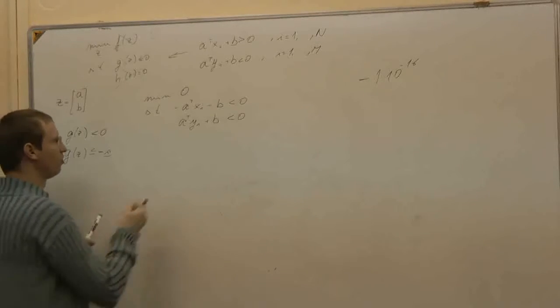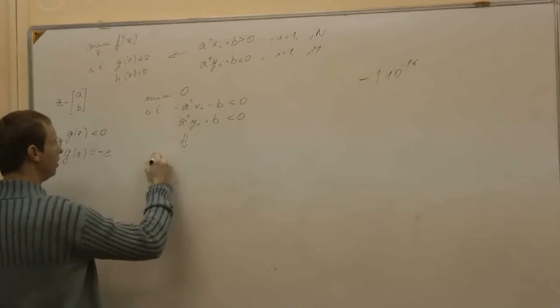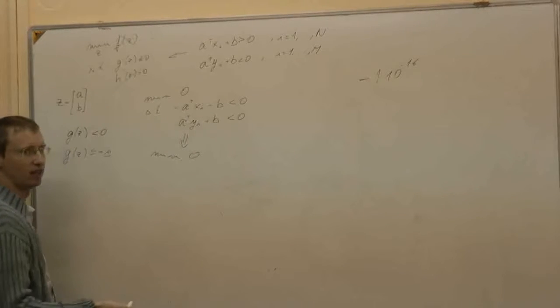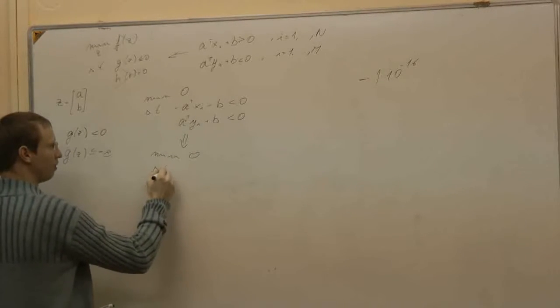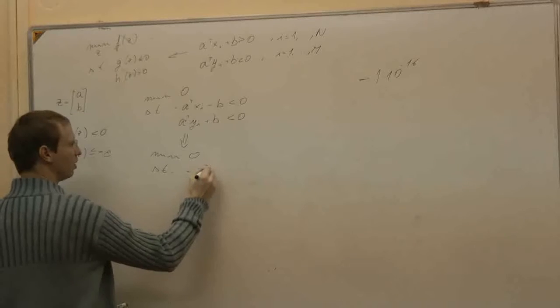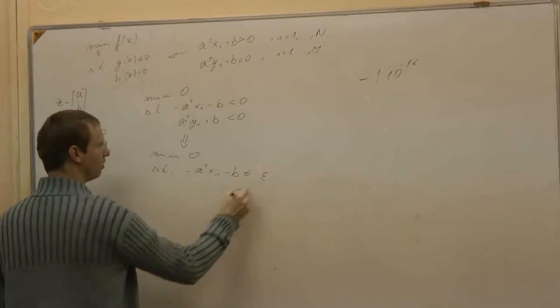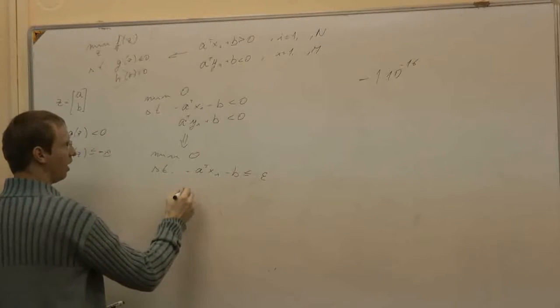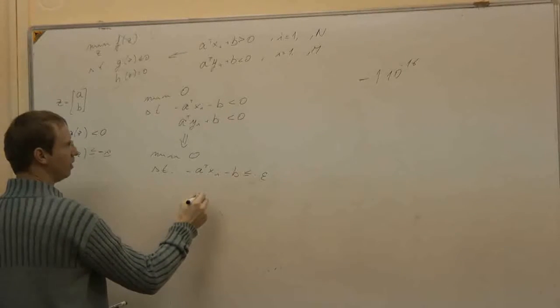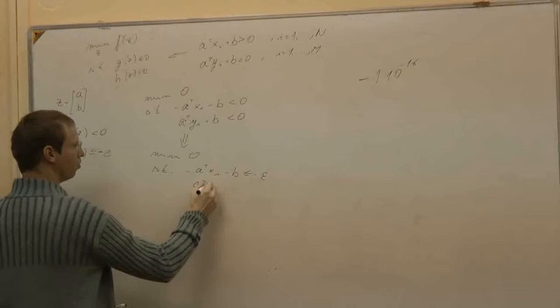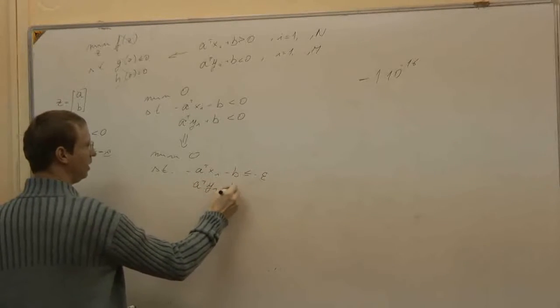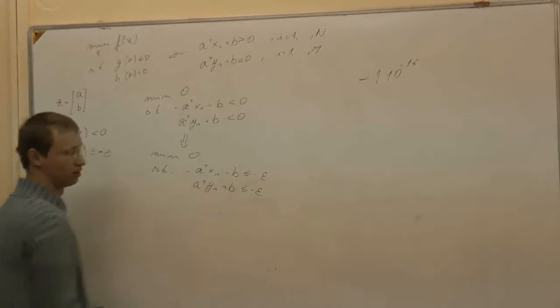So we convert this problem into one that does not care about what the cost is, subject to minus A transpose xi minus b less than minus epsilon. And here we would have A transpose yi plus b smaller than minus epsilon. Okay?